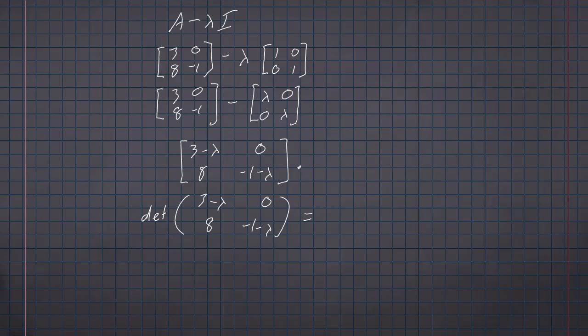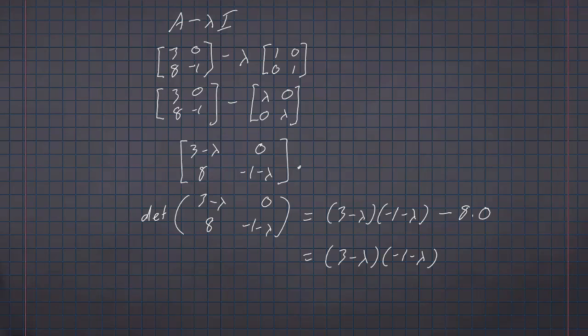In a 2 by 2 matrix, we multiply the main diagonal entries. So that'll be 3 minus lambda times negative 1 minus lambda. We multiply the off diagonal entries. That'll be 8 times 0, and we subtract. I could multiply that out, but it turns out it's very convenient for us that it's already factored, because the eigenvalue problem asks us to set this equal to 0.